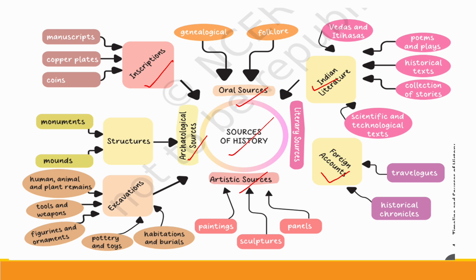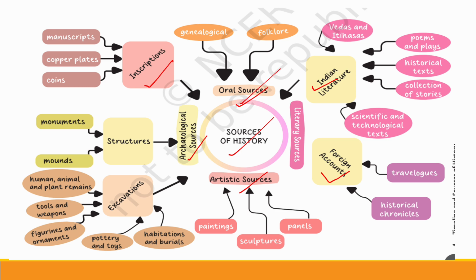What do you mean by inscriptions? Inscriptions are writings or carvings that can be found on a variety of materials including stone, metal, wood and pottery. Then we can find inscriptions on copper plates, coins, then manuscripts, etc. What do you mean by manuscript? Manuscript refers to a handwritten or typed document. They were the primary form of written communication before the invention of printing.